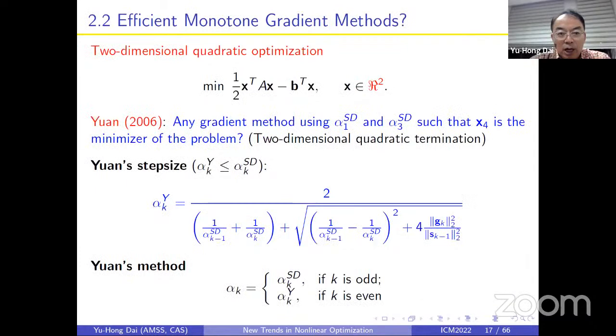Now, BB is non-monotone, so non-monotone gradient methods can be very efficient. A natural question is: is there some very efficient monotone gradient method? Yuan, in 2006, considered the two-dimensional quadratic optimization problem, and asked: if the steepest descent step size is used in the first and the third steps, can we choose the second step size such that x4 is exactly the minimizer of the problem? Yuan solved this problem and constructed a very efficient method.